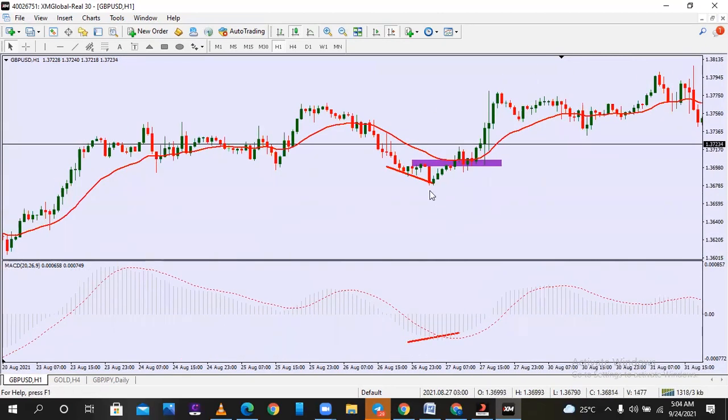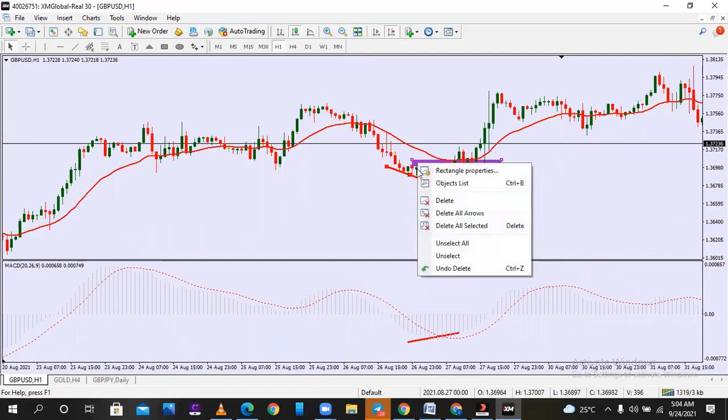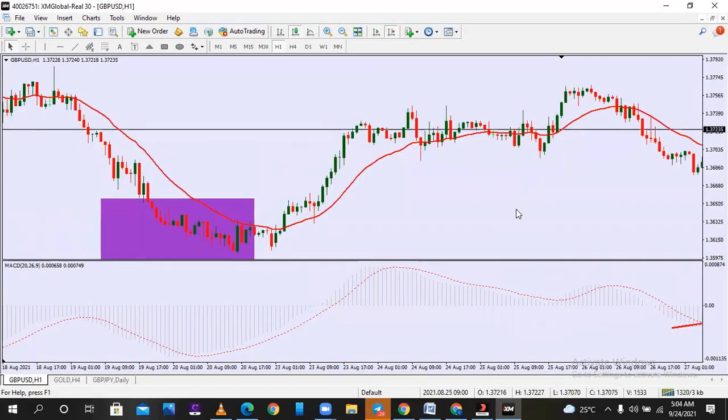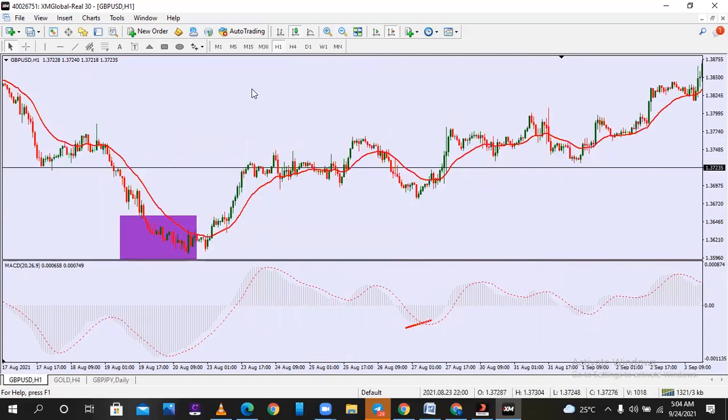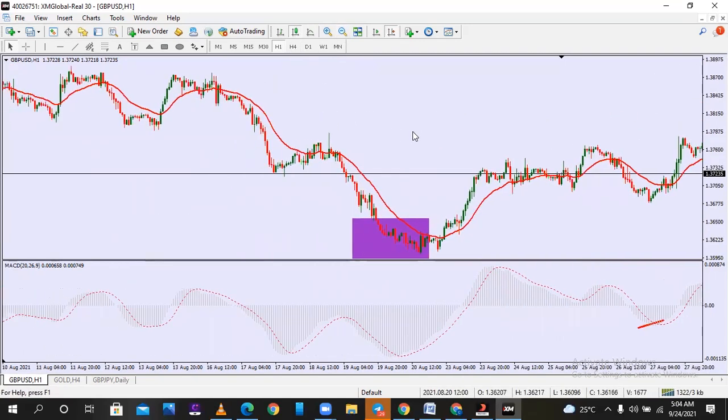This is the last example. Let me clear all this. Good. Now we have this as a last example, and this is actually based on 1 hour time frame. Now this is our divergence. You can see from this particular low.